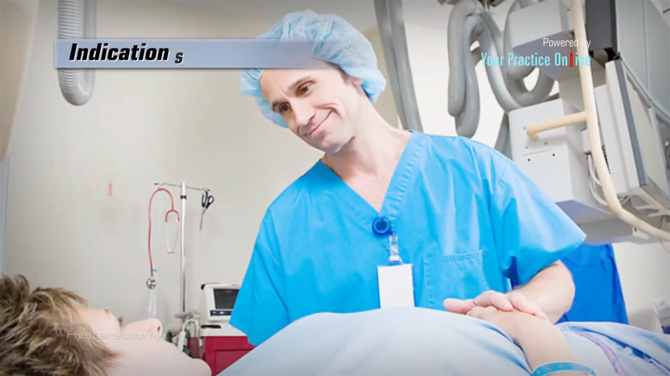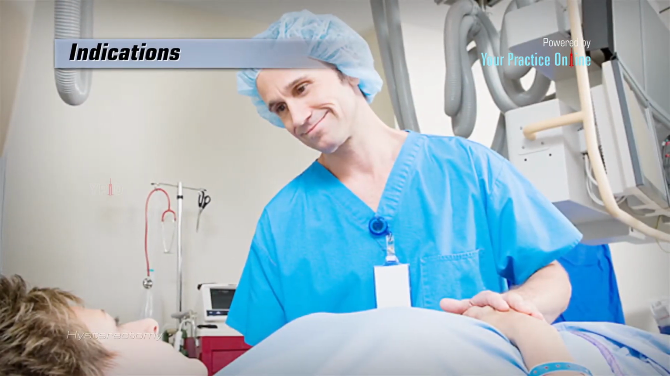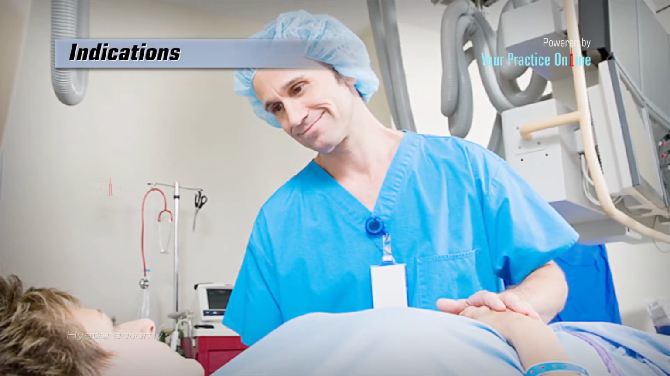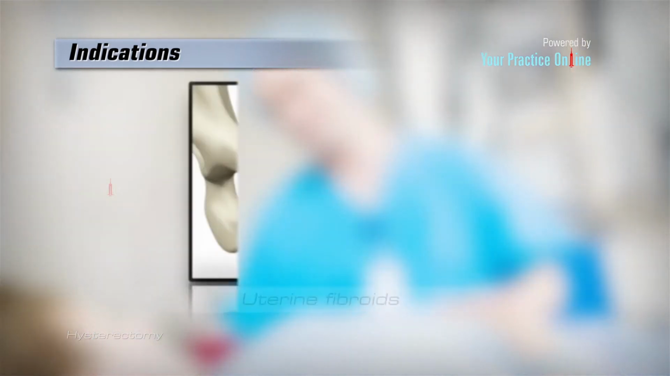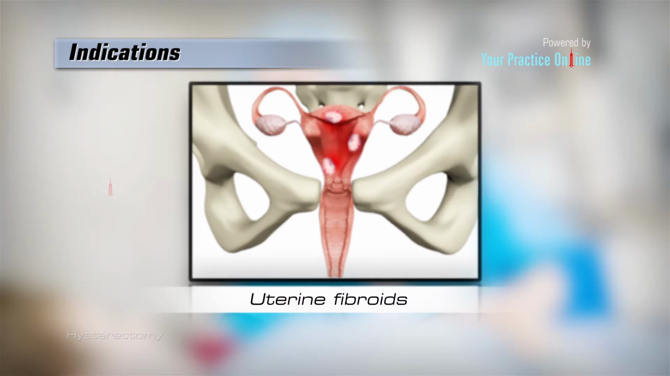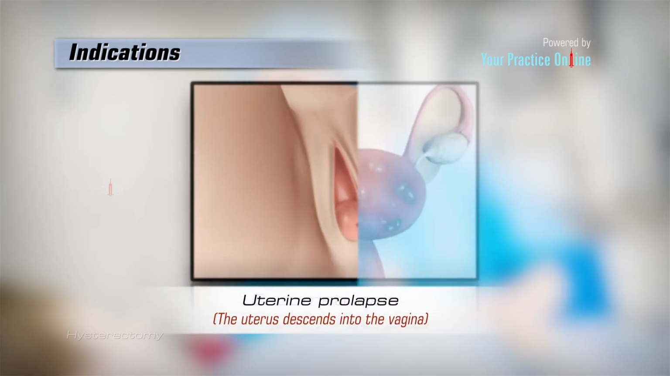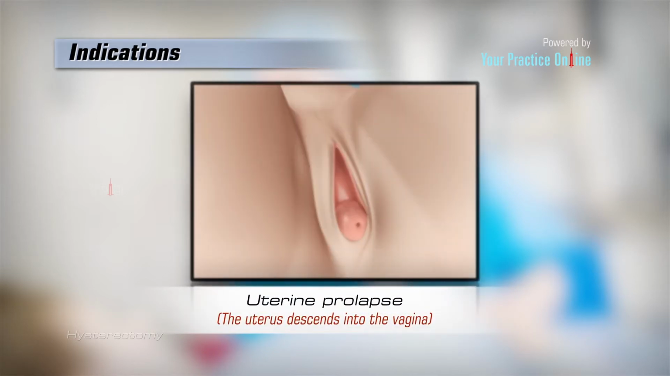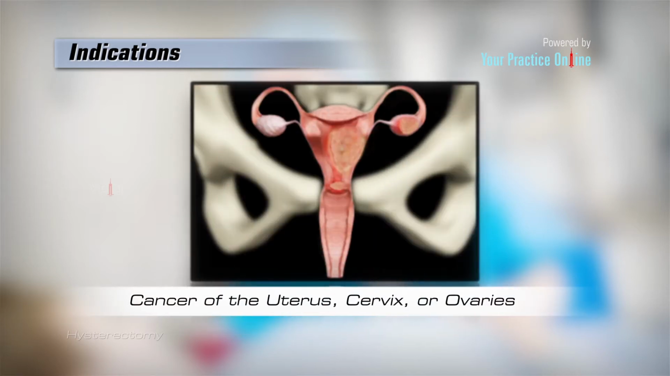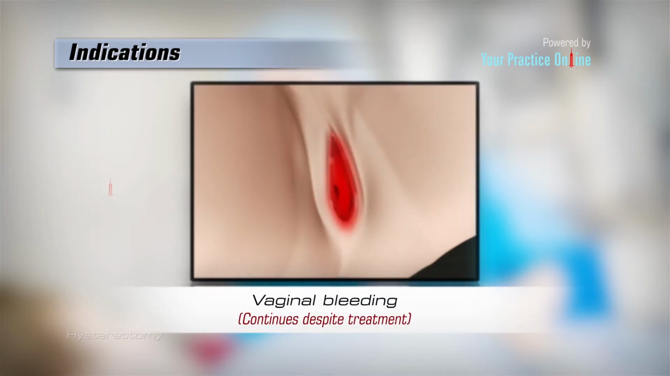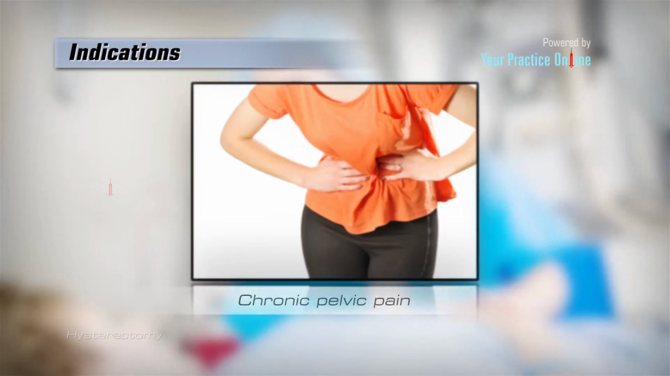Your doctor may suggest you undergo a hysterectomy if you have the following conditions: uterine fibroids, endometriosis not cured by medicine or surgery, uterine prolapse, when the uterus descends into the vagina, cancer of the uterus, cervix, or ovaries, vaginal bleeding that continues despite treatment, chronic pelvic pain.